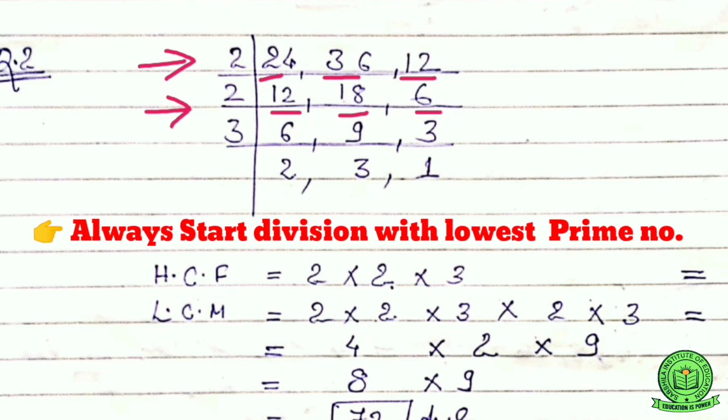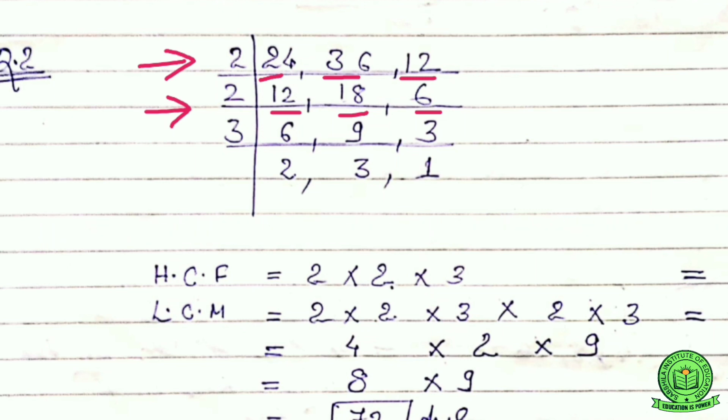Again I have seen 12, 18 and 6. They can be divided by 3 also, but you have to start with the lowest number. Always start with the lowest number. So 2 can divide them, so I have divided by 2. You have got 6, 9 and 3. Now 9 and 3 can't be divided by 2, so I have taken 3. If you divide 6 by 3, you will get 2, then 3 and 1.